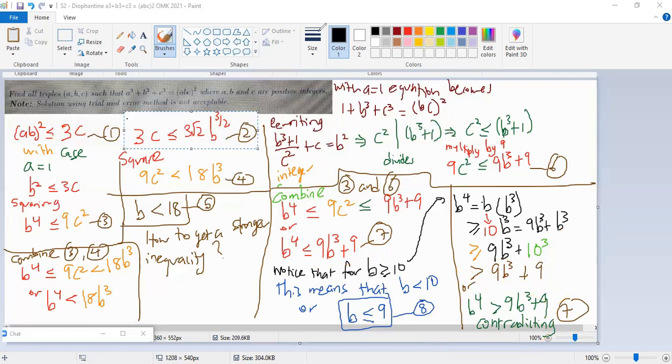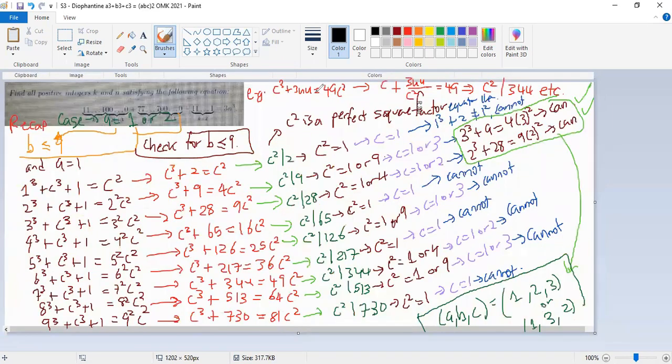Okay, let's go for the next one, please. S3. There we are. So it's a bit better. B from less than or equal to 18, we made it to less or equal to 9. I don't know if any stronger inequalities are possible. If it is, then it's great. So it's the best I could do to reduce the case trying.